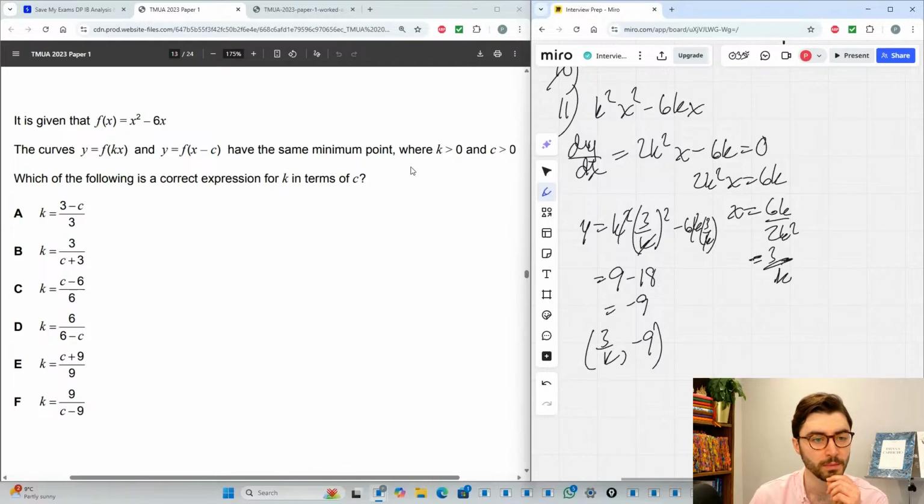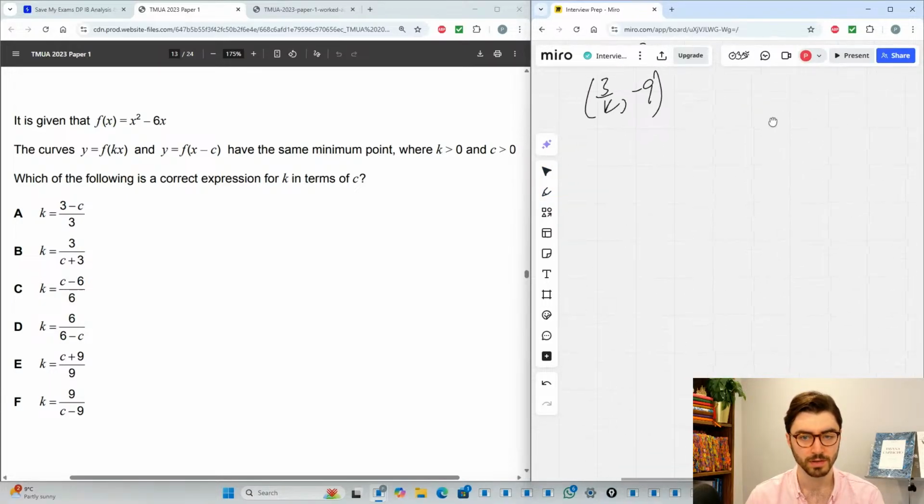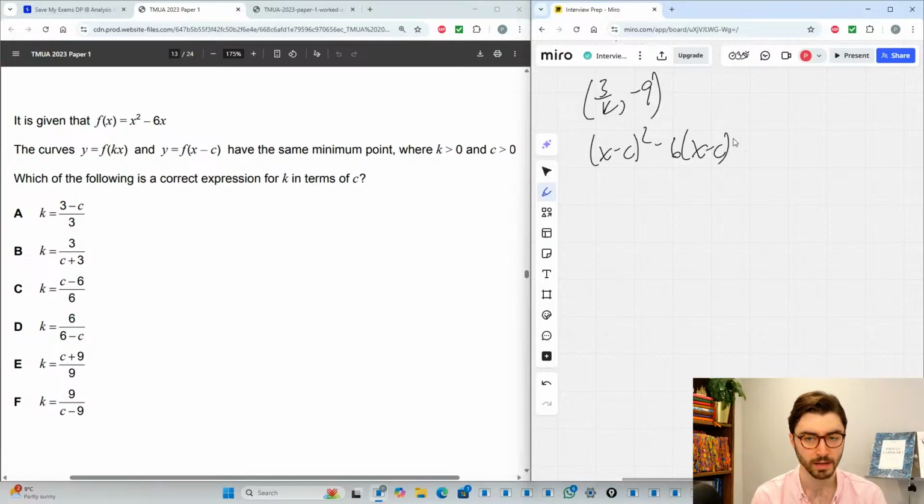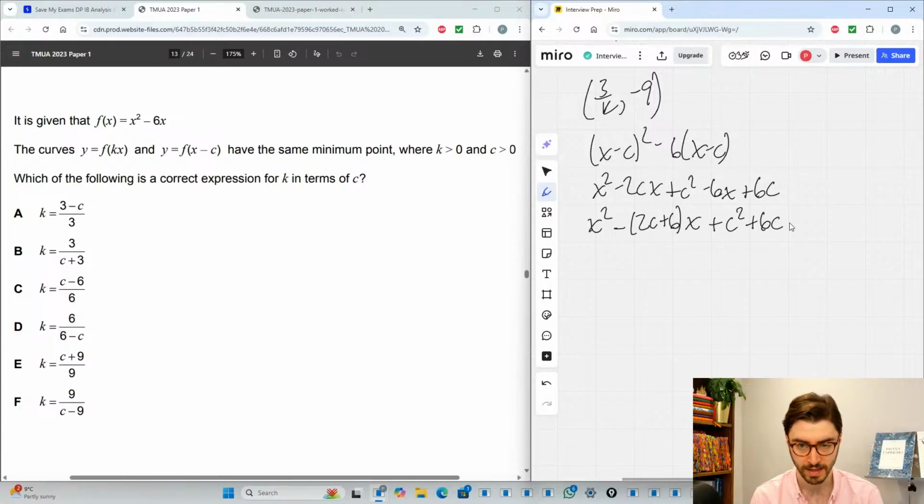And that is the same minimum point as y equals f of x minus c. So let me just work on that. So f of x minus c is (x minus c) squared minus 6(x minus c), which will be x squared minus 2c lots of x plus c squared minus 6x plus 6c, which is x squared minus (2c plus 6) lots of x plus c squared plus 6c.